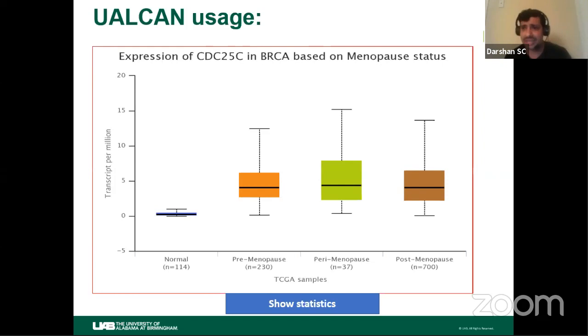So in the case of breast cancer, these are the different plots that one can obtain, and we also provide statistics for each of the plots. So when a user clicks on show statistics, the statistics will be provided for normal versus class 1, normal versus class 2, 3, like that. So they can decide whether it's indeed statistically significant or not.